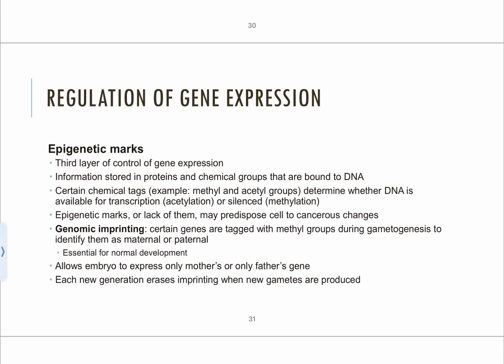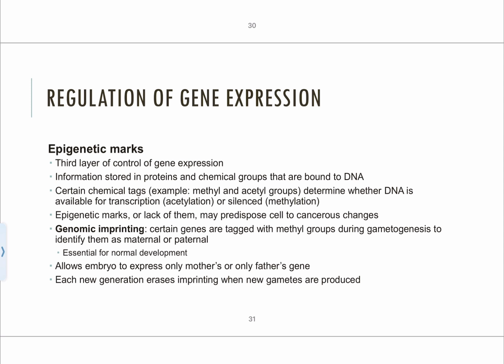So our third layer of control was our epigenetic marks, and this is information stored in proteins and chemical groups that are bound to DNA. So we have these chemical tags that determine whether or not the DNA is going to be available for transcription, or we're going to say no, it's going to be silenced and not available. And these two important tags are acetyl groups and methyl groups.